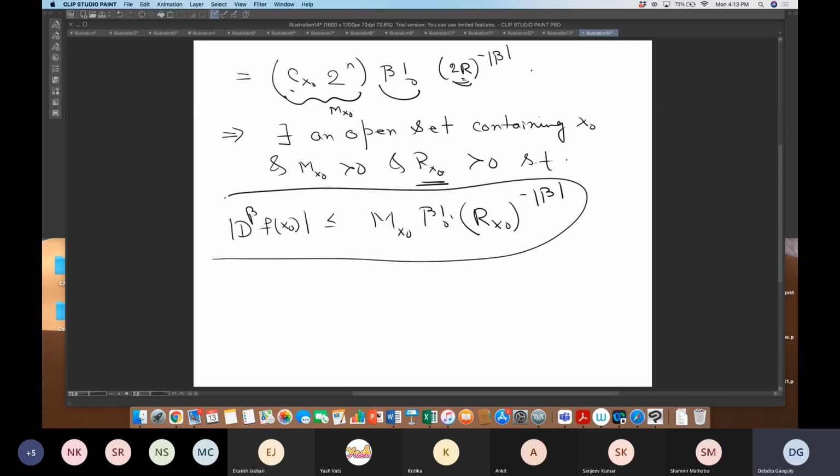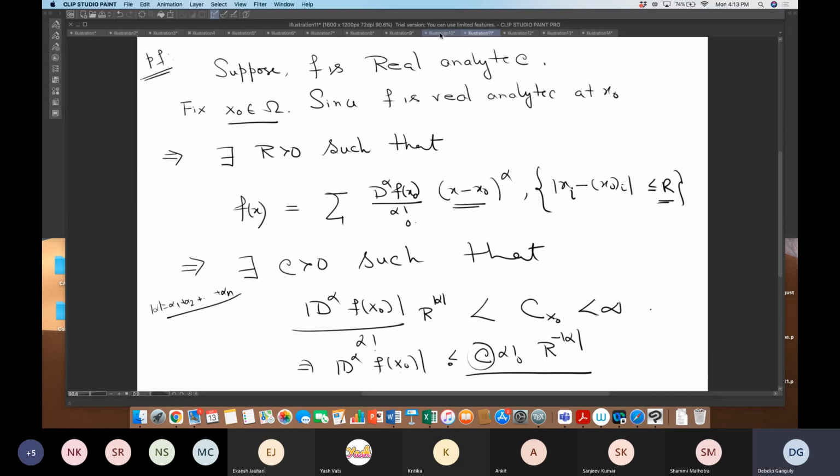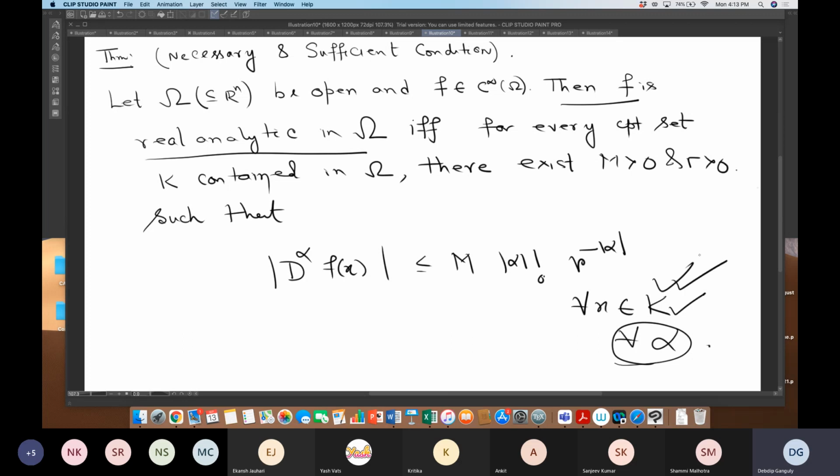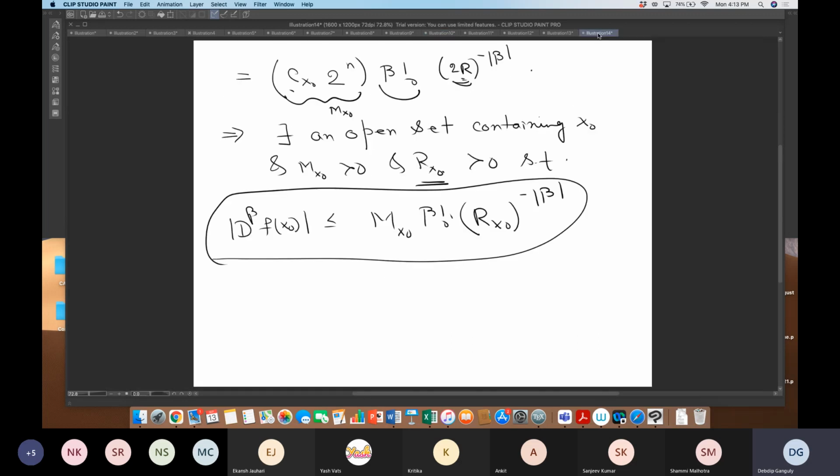So we have obtained this pointwise, but the theorem says that you have to prove this for all compact sets. What do you have to do now? For each point we obtained this estimate. Now for a compact set, we have to show that these estimates hold for any compact set K. Of course, that constant M and R depend on the choice of the compact set. So what do we have to do now?